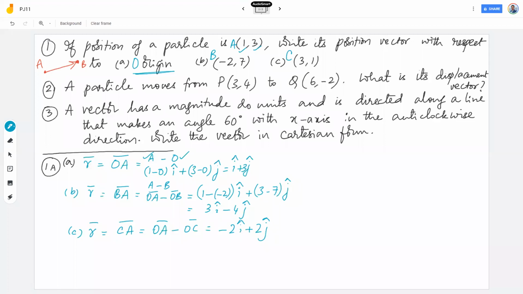Anyway, I'll tell you one more common mistake that people make. They try to write it like this: minus 2 I cap, comma, 2 J cap. No, that is not the correct way. It is a single vector: minus 2 I cap plus 2 J cap. No commas, no semicolons, nothing. Use plus or minus.